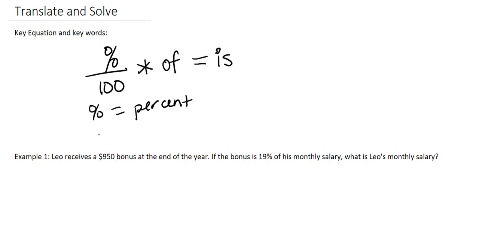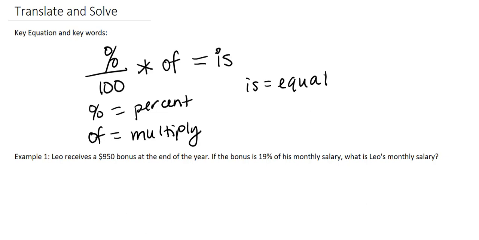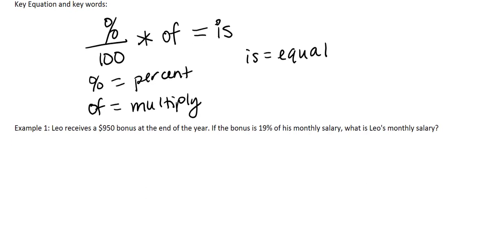And then anytime we see the word "of", we're going to think multiply. So that number, when we see like "of $500", we're going to go ahead and multiply that by the percent over 100. And then anytime we see the word "is", we're going to think equal. So let's go ahead and look at that first example.